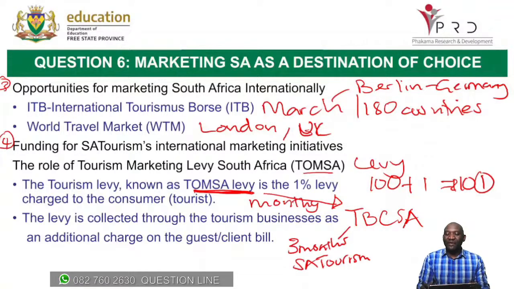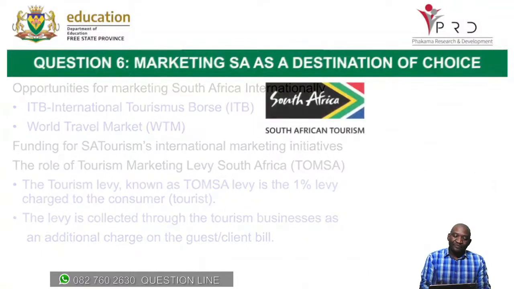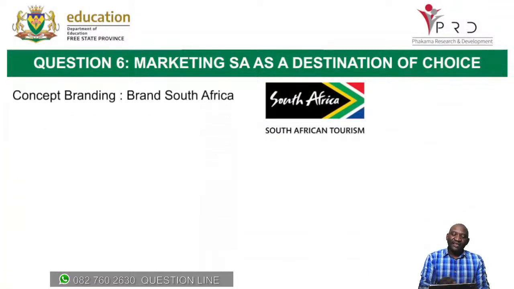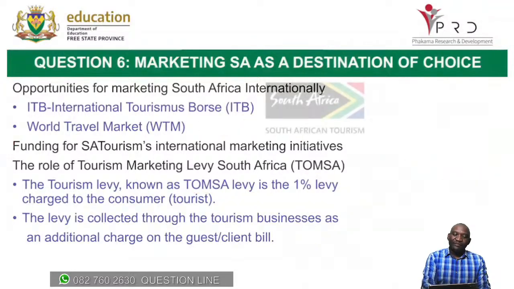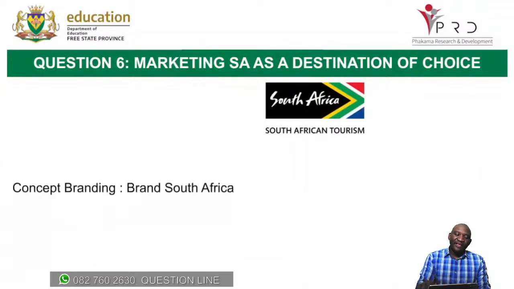When clients come and spend money, 1% is added to their bill, and then that money is collected as TOMSA levy on a monthly basis. It is sent to TBCSA, and then TBCSA every 3 months, or every quarter of the year, sends it to SA Tourism. Right, what is another important thing that we need to look at? Right, this was number 4. Let's go to number 5.